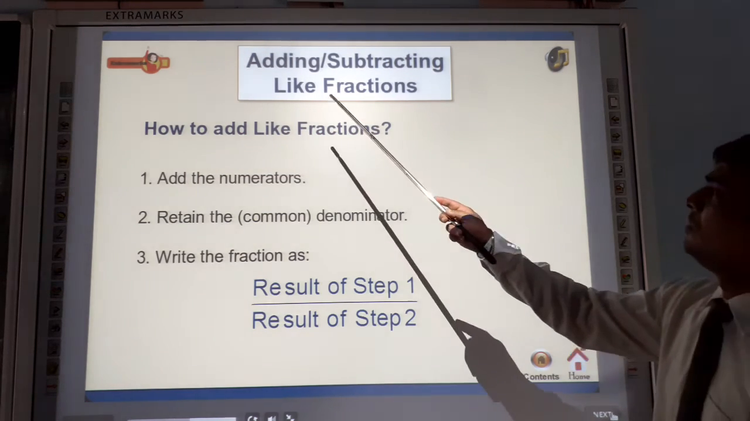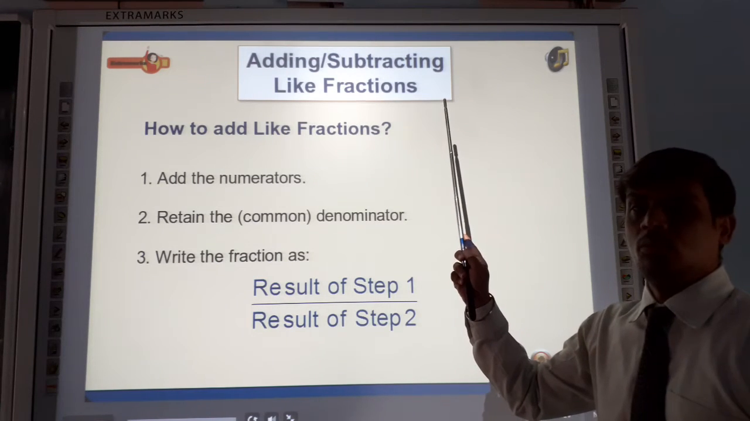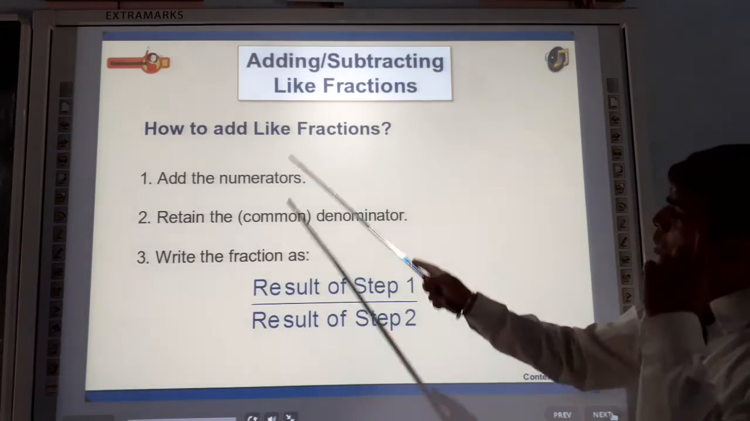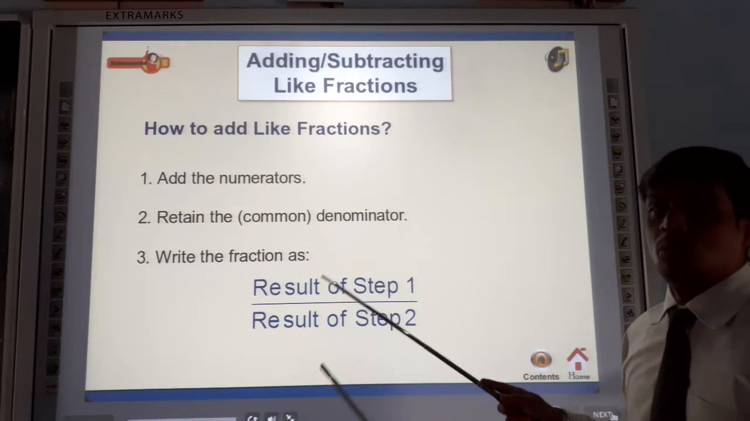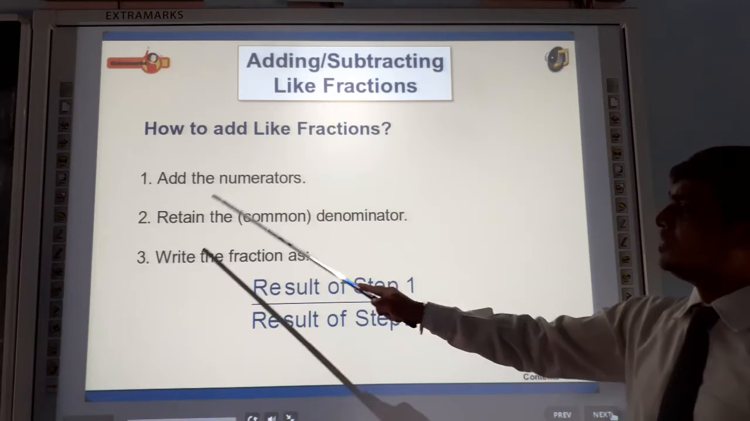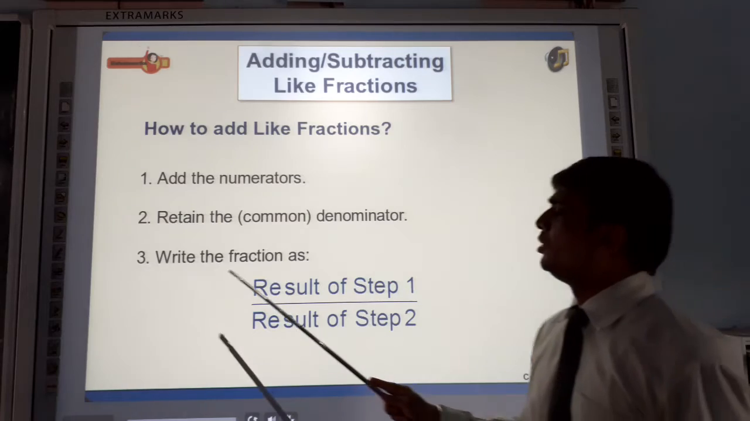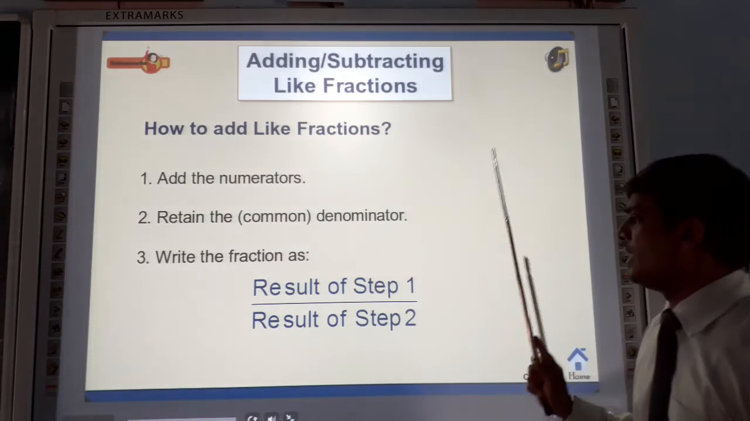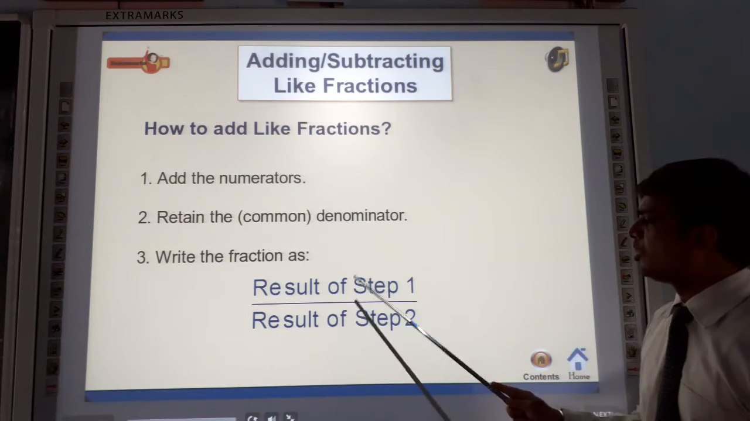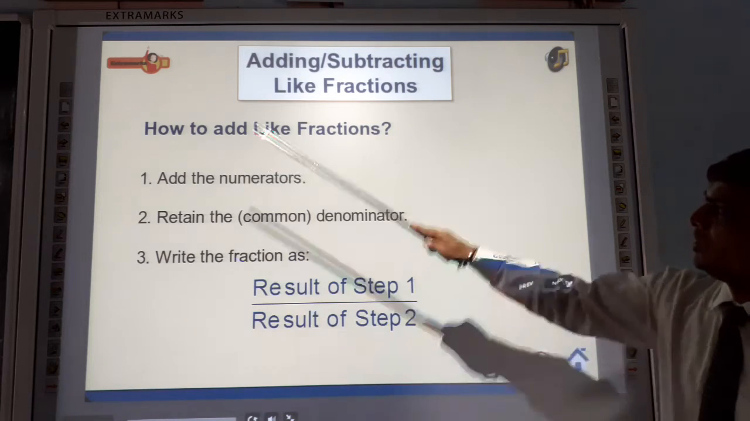First is adding or subtracting like fractions. How to add like fractions? First, add the numerators. Second, retain the common denominator. And third, write the fraction as: result of step 1 upon result of step 2. Look at this.